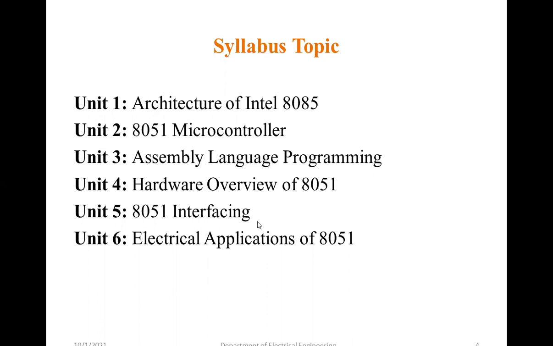So first we will discuss the syllabus topics of this subject: what types of units we have to discuss, and what we learn in each unit. We have only 6 units. The first unit is the architecture of Intel 8085. So this first part of the topic is the Intel 8085.